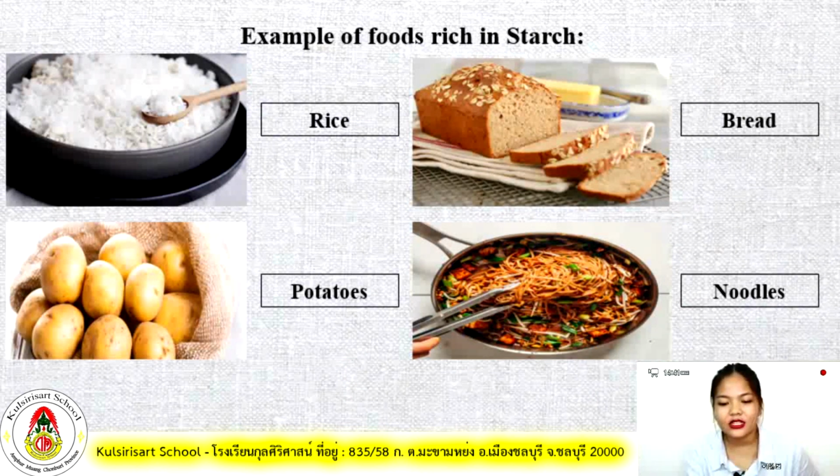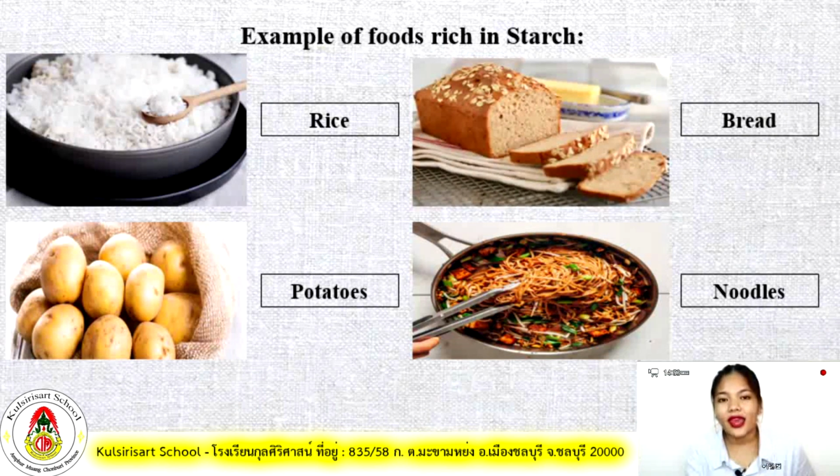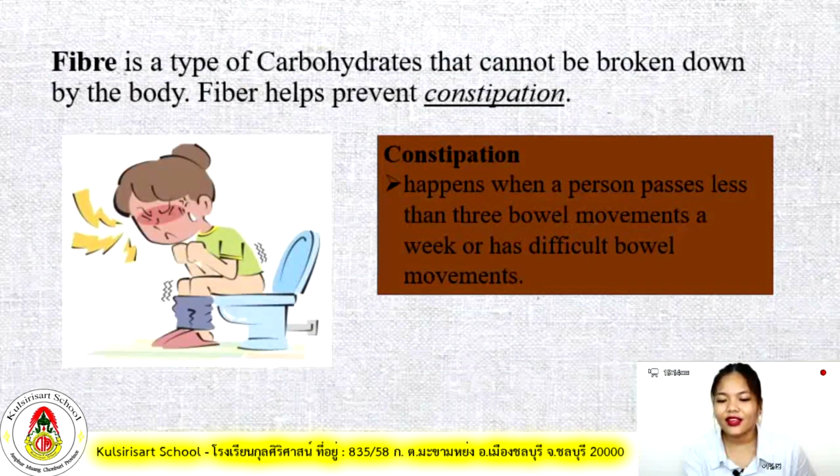And the next one is potatoes. Potato is a vegetable that is also rich with starch. And the next one, bread. Because bread is made out of wheat, and wheat is a plant rich in starch. And the next one is noodles. So all of these four are examples of food rich in starch. Very good.